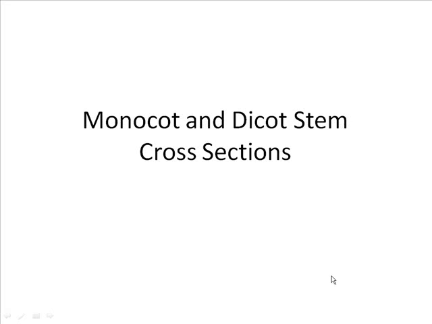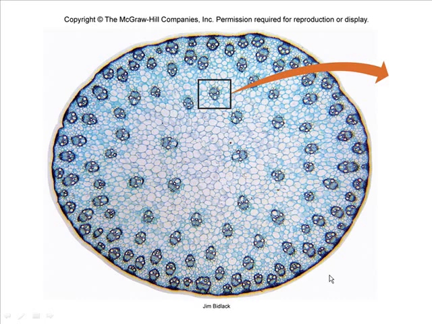Alright, monocot and dicot stem cross sections. Here's a picture from your book. How do we know this is what? It's a monocot, of course. So how do we know? The vascular bundles are scattered.